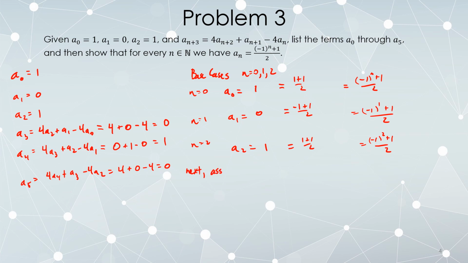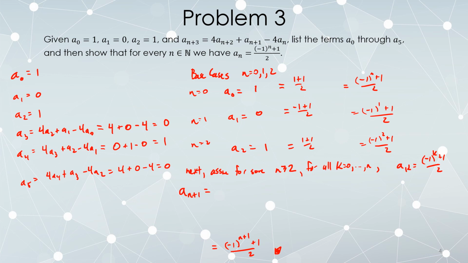So we assume for some n at least as large as the last base case, which again is 2, for all k between 0 and n, the desired formula holds: a sub k is equal to -1 to the k plus 1 over 2. Then what we need to do is show that the next term also obeys the desired formula. If we can do that, we're done. Okay, since n is at least as large as 2, n plus 1 is at least as large as 3, meaning this recursive formula holds just fine.